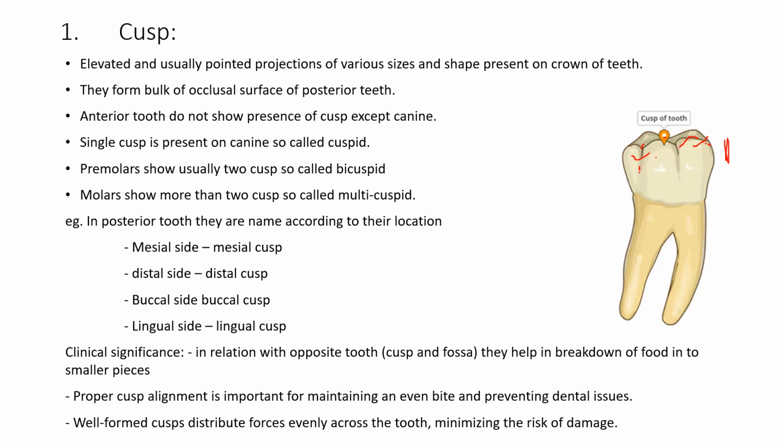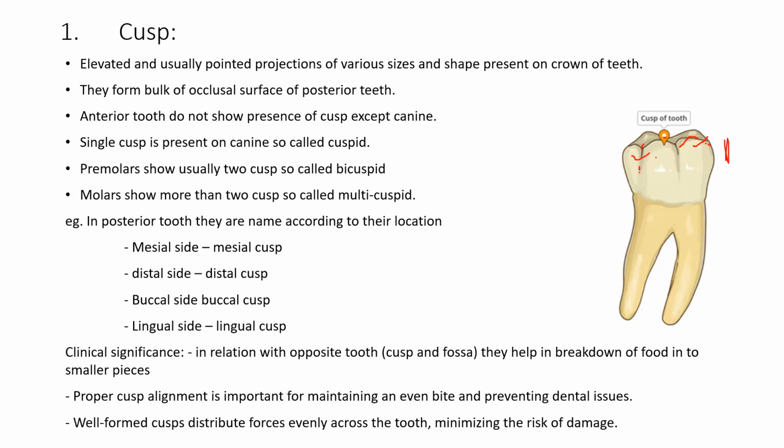Then proper cusp alignment is important for maintaining an even bite and preventing dental issues. So when there is occlusion with an upper tooth, they are supposed to maintain an even bite. That prevents dental issues. If it is not an even bite, definitely there will be food lodgement and a temporomandibular joint problem. So they have to align with each other with the upper arch or antagonist arch.